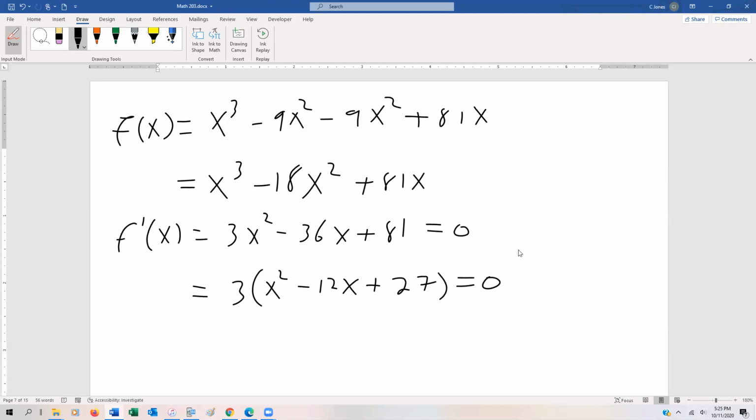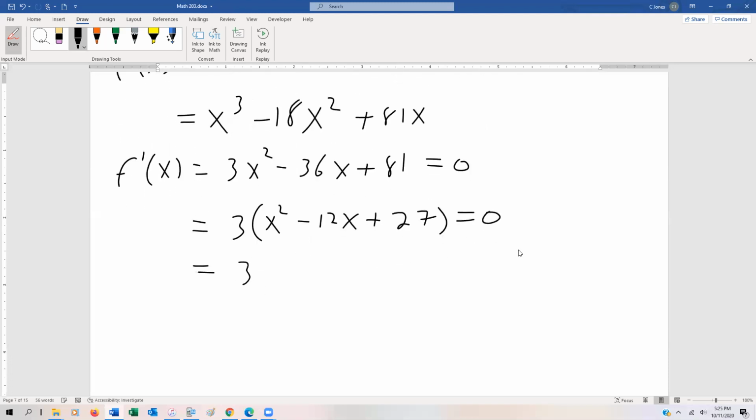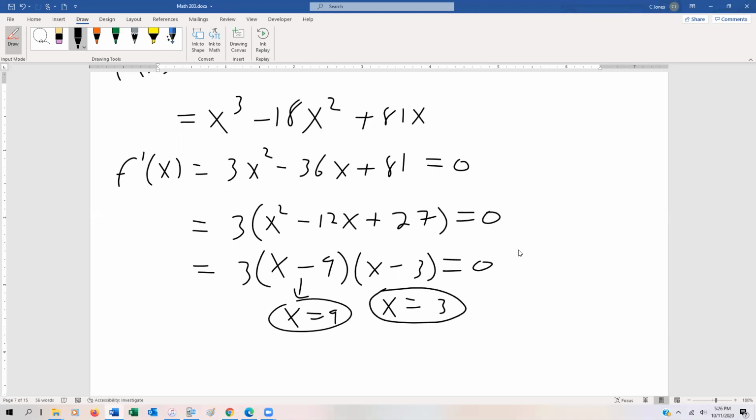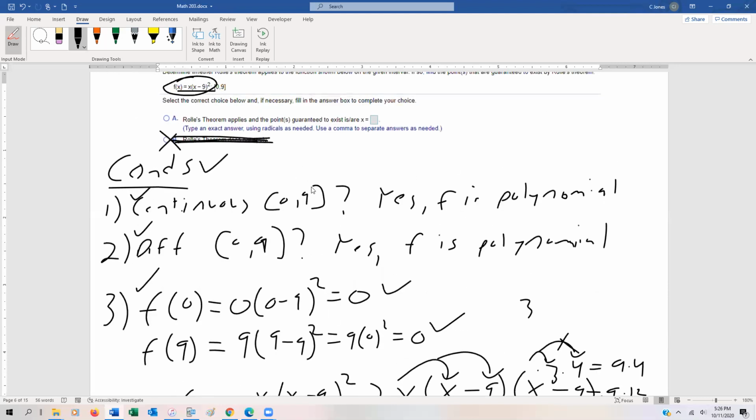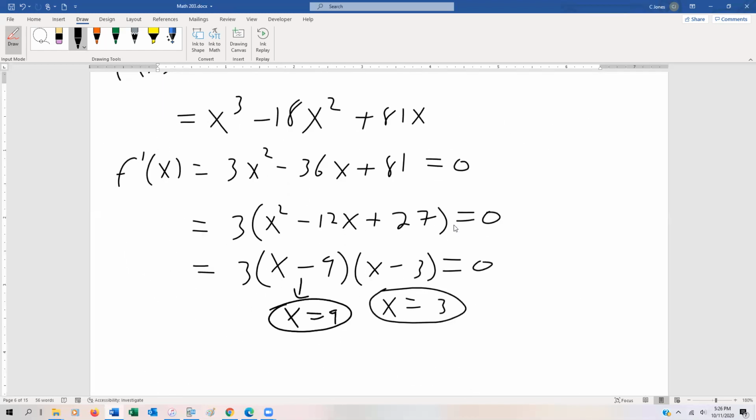And are there two numbers that multiply to be 27 and add up to negative 12? Yes, there are. And so finally, we end up with x equal 9 and x equal 3. All right, but we really don't care about 9. And the question is, well, why don't we care about 9? Well, 9 was already on the interval, right? We already know that it equals 0. All right, we also know 0's on that interval as well. So we don't care about that one.